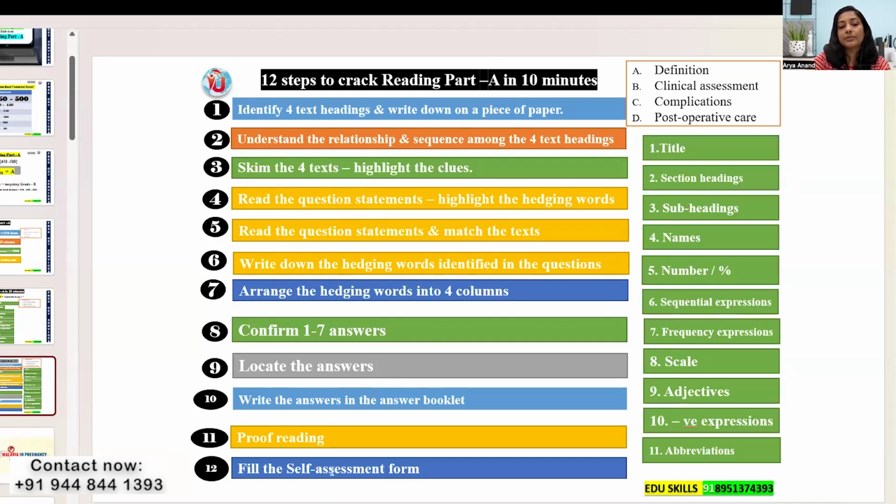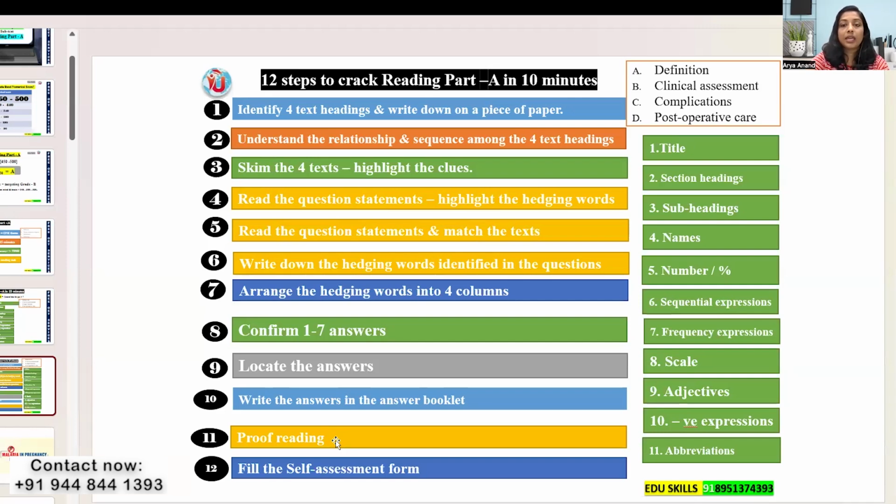Proofreading, fill the self-assessment form. Okay, this proofreading is very, very important. After finishing your 20 questions, you need to check your answers, whether you have written the correct answers, and whether the spellings are correct or not. Because we may think my answer is correct, but if there is a spelling mistake, they will consider that as a wrong answer. So be careful when you write your answers.